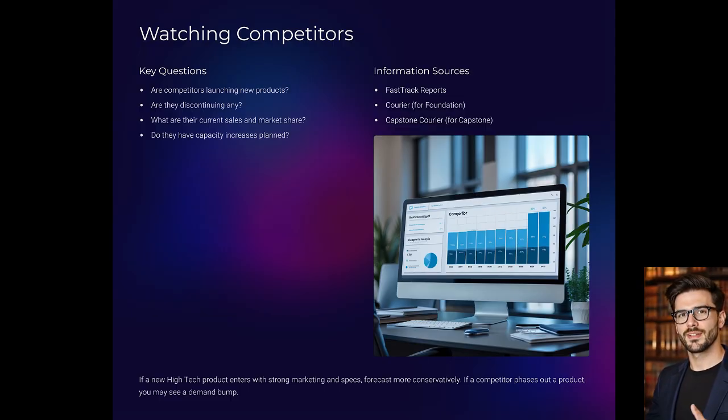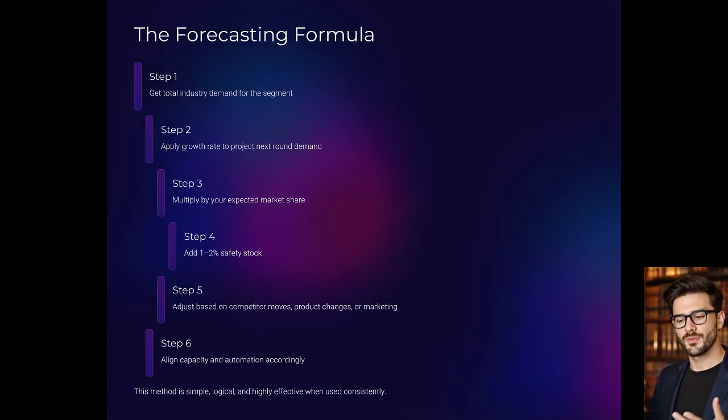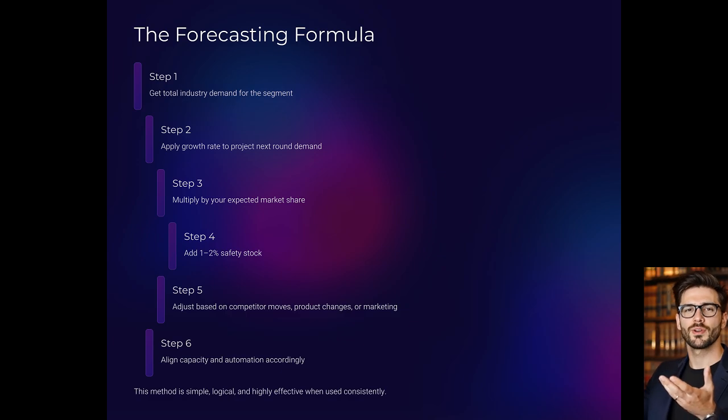Part 9, Recap. The forecasting formula. Let's recap the basic forecasting method. Step 1. Get total industry demand for the segment. Step 2. Apply growth rate to project next round demand. Step 3. Multiply by your expected market share. Step 4. Add 1 to 2% safety stock. Step 5. Adjust based on competitor moves, product changes, or marketing strategy.